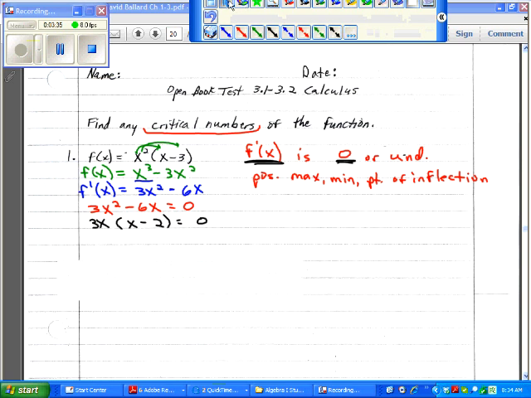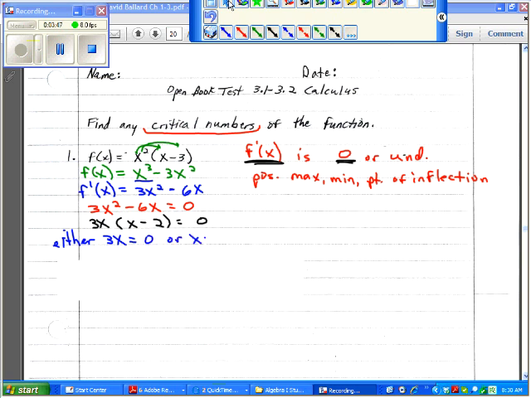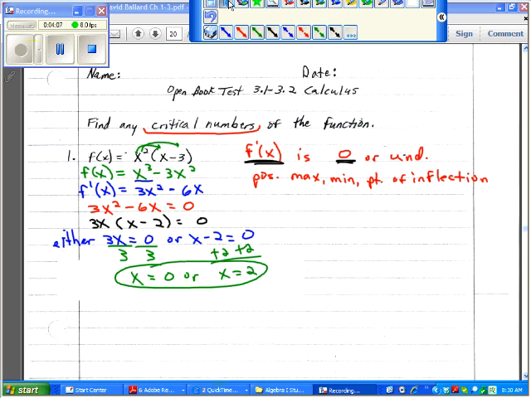And then at that point we set each factor equal to 0 and solve. In Algebra 1 or whatever, we would say either the first factor of 3x is equal to 0 or the second factor of x minus 2 equals 0. And then we would solve each one, so we divide by 3, and we're going to have x equals 0, or add 2, x is equal to 2. So we have critical numbers at x equals 0 or x equals 2. There's a place where there's possibly, not mandatorily, a maximum or a minimum or a point of inflection at either of those two.